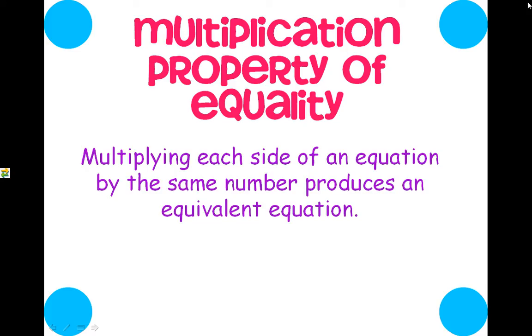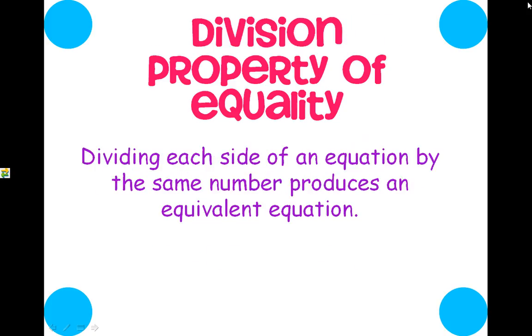Okay, you have the multiplication property of equality, meaning if you multiply each side of an equation by the same number, it produces an equivalent equation. So if you have A equals B, and you multiply A times C and B times C, they're still going to be equal.